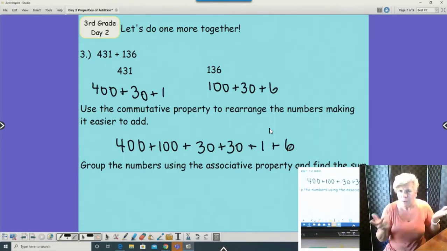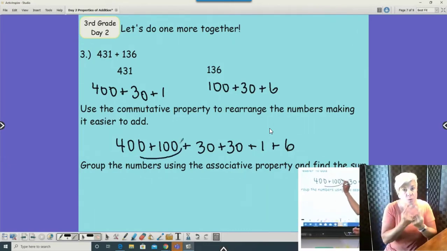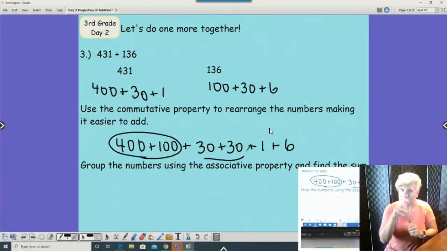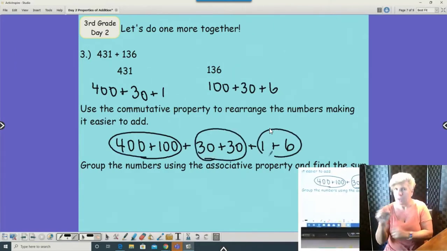Yeah, it says I can group them however I want. So what's the best way to group them? Let's start with our hundreds. And then our tens. And then, of course, our ones.